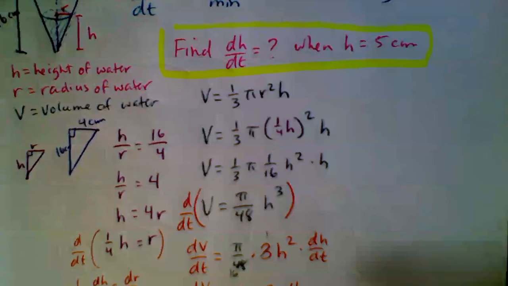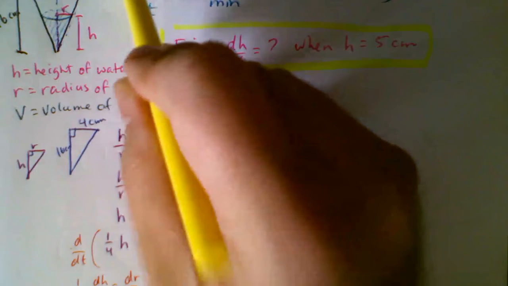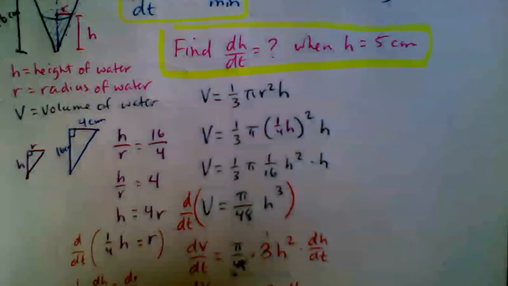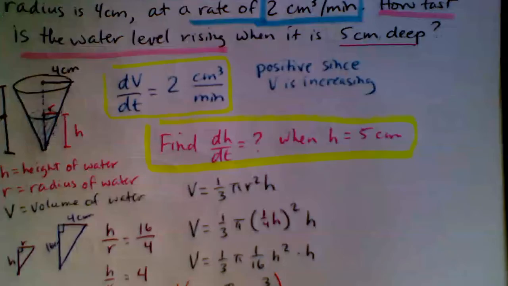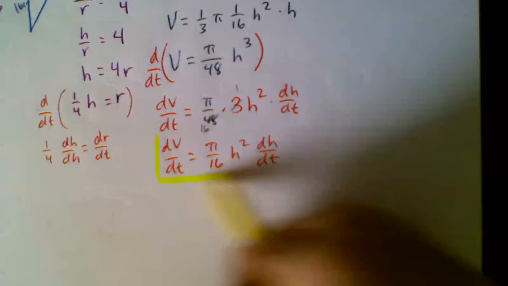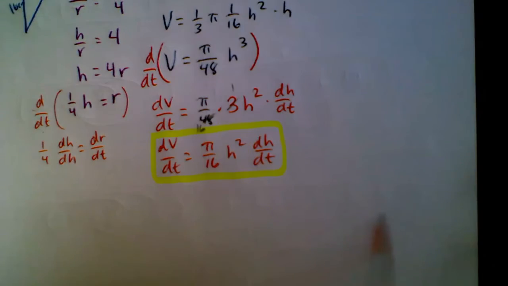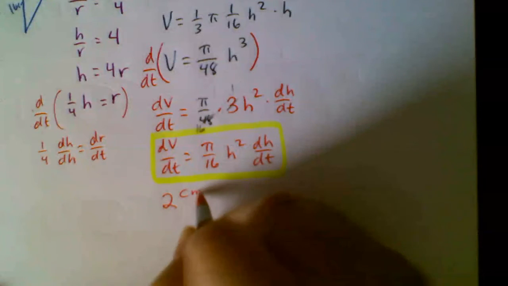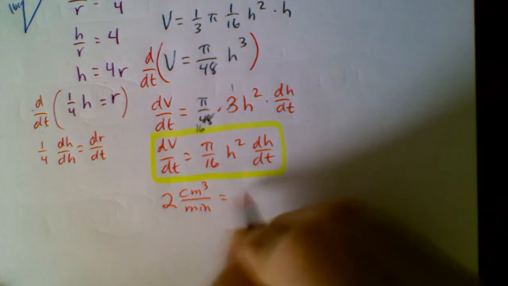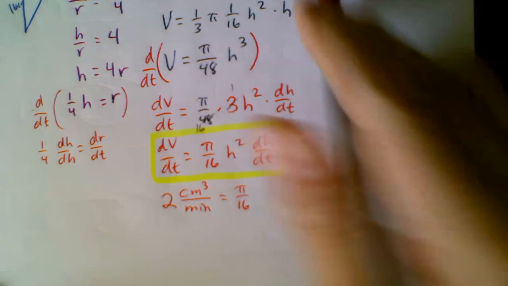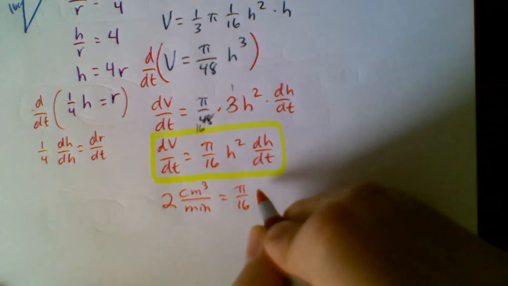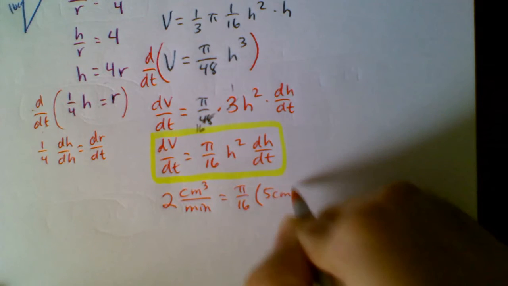We want to find dH over dt when h equals 5 centimeters. And also we know that dV over dt equals 2 cubic centimeters per minute. So we're going to use these to find what we need. So here's the equation that we ended with at our last step. So we know dV over dt is 2 cubic centimeters per minute. We have pi over 16, and we want to find out what dH over dt is when h is equal to 5 centimeters.